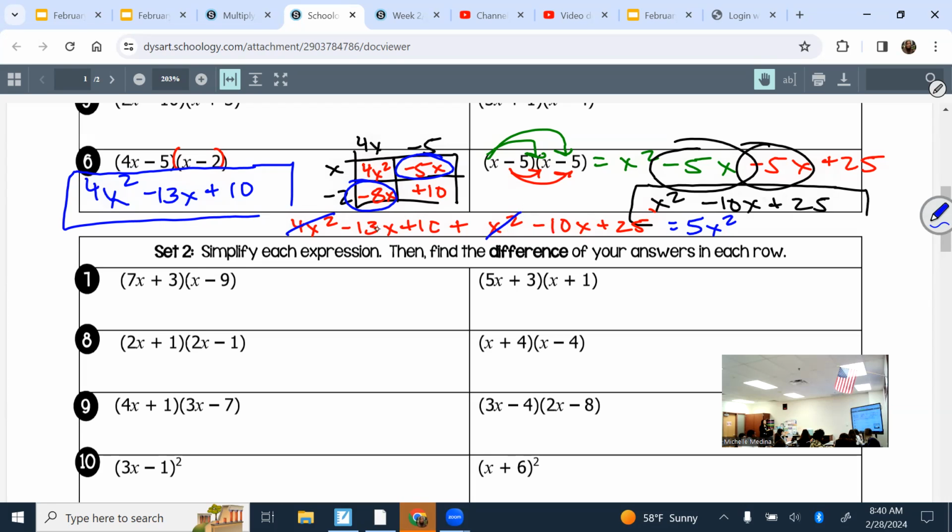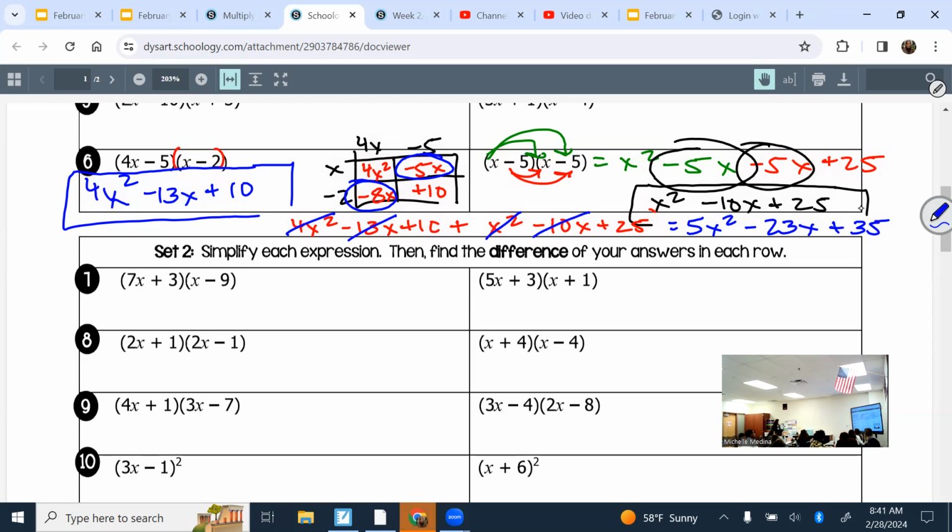Negative 10x, what's negative 13x plus a negative 10x? Combine means add the numbers in front. What's negative 13 plus negative 10? Okay. So negative 13x plus negative 10x is negative 23x. Does this 10 have a like term? What's 10 plus 25? And it's positive.